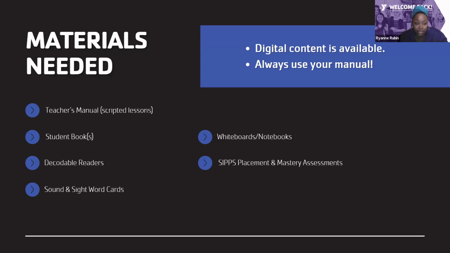Decodable readers, that's the blue books. Sound and sight word cards, which again, if you don't have those, there's a printable version of those on the portal, or you're going to use the digital app. You're going to need a whiteboard, dry erase markers, a tablet, and notebooks or paper for students to write on. And then also materials that are needed are your placement tests and mastery tests. The placement test is prior to administering the curriculum, and the mastery test is throughout the curriculum.